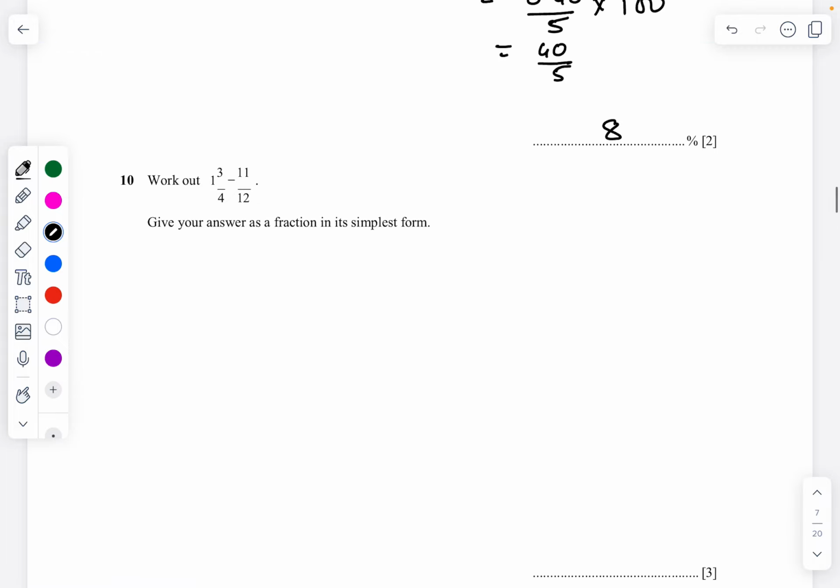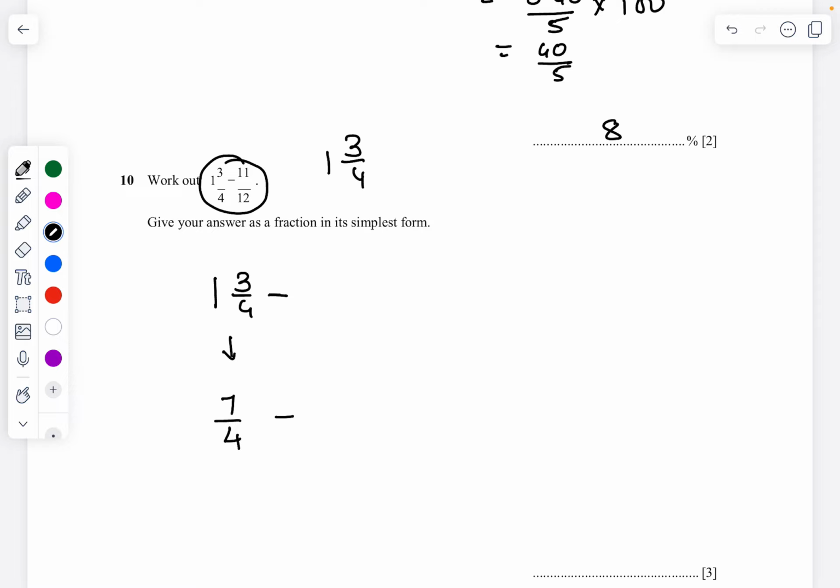Next one is question number 10. 1 3 upon 4 minus the next one. This 1 3 upon 4 can be written as 1 times 4 is 4. 4 plus 3 is 7. 7 upon 4 minus. And the next one, this was a printing error over here. 1 3 upon 4 is the first fraction.